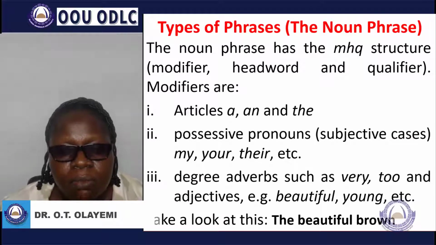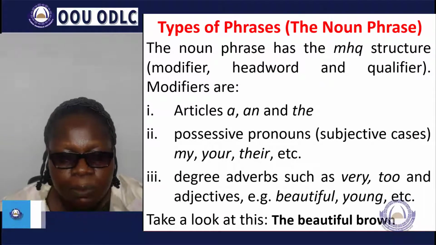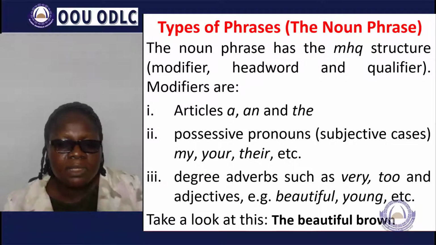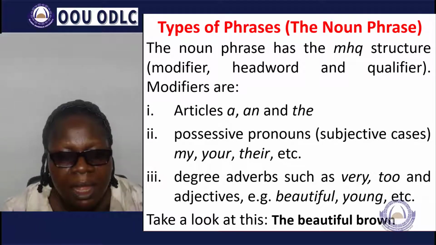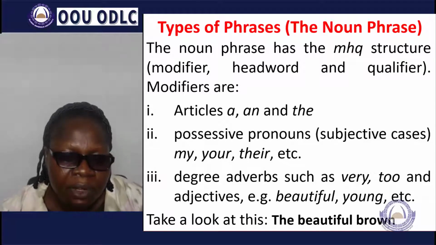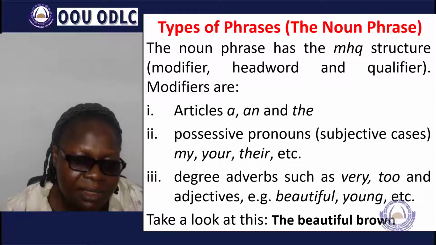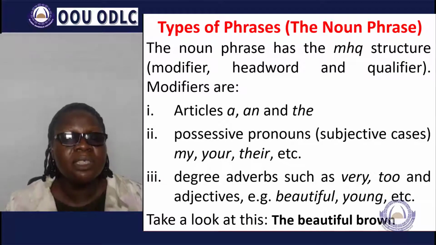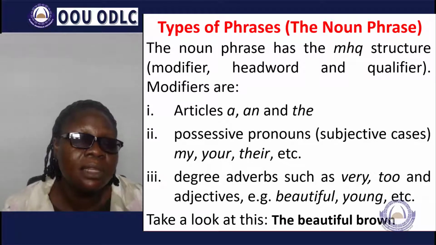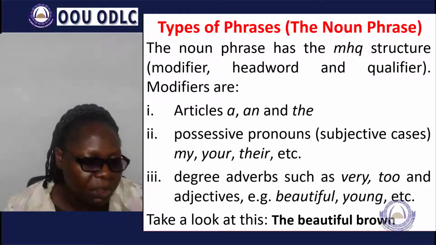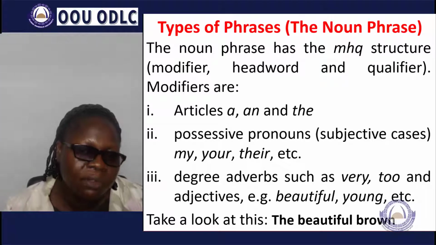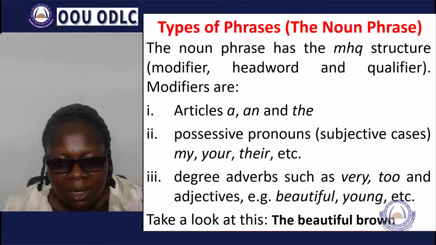Types of phrases. We have different types of phrases, but let's begin with the noun phrase. The noun phrase has the MHQ structure, that is the modifier, the head word, and the qualifier. In the noun phrase, the most important word is the noun. I told you that. The most important word in the noun phrase is the noun, and that is the key word. That is the head word. Now, in the structure of the noun phrase, we have the modifier, we have the head word, we also have the qualifier. Modifiers can be, number one, articles.